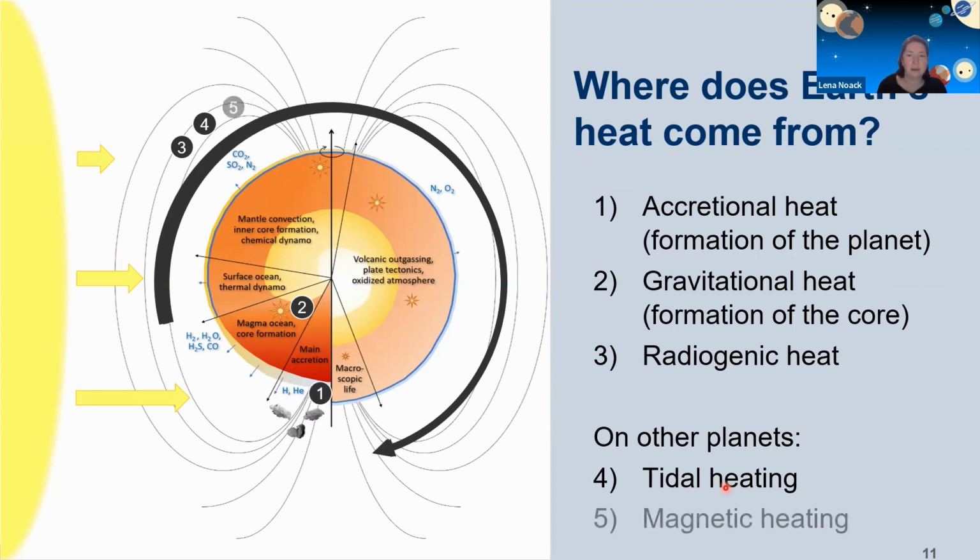And I mentioned earlier that the magnetic field of a star may also be relevant. This is specifically important if a planet is embedded in a magnetic field of a star in a way that the magnetic field is changing, fluctuating, and then it can also heat up the planet. But I'm not going to talk more about this today.